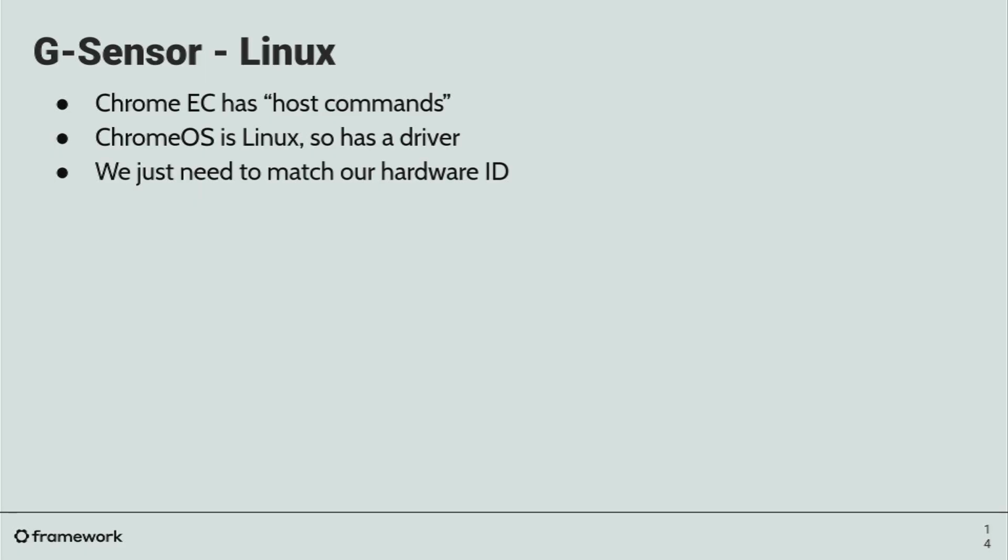Tablet mode just means telling the OS, are we in tablet mode or not? It's just a binary flag, on or off. Then on top of that, you want the sensor to know if the screen is rotated or not. For that on Linux, for the embedded controller, we use the same as Chromebooks. It has host commands where the CPU can talk to the embedded controller, and Chrome OS is just Linux. So Linux has a driver already, which means we don't have to do anything. We just added our hardware ID, and we're good.